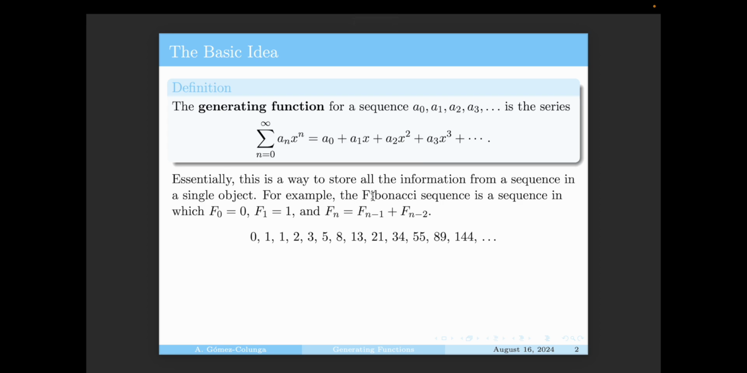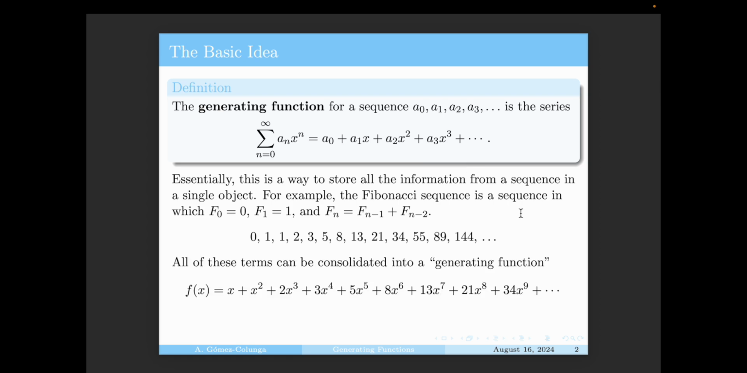For example, the Fibonacci sequence is defined as a sequence where the zeroth term is 0, the first term is 1, and every subsequent term is the sum of the previous two. So 1 is 1 plus 0, you can take 1 plus 1 to get 2, 1 plus 2 to get 3, 2 plus 3 to get 5, 3 plus 5 to get 8, and so on. A lot of you have seen this before. All of these terms can be consolidated into what we call a generating function.